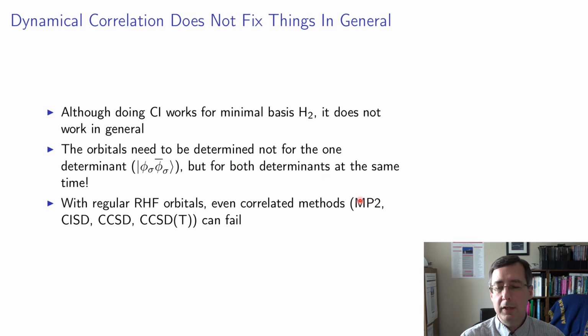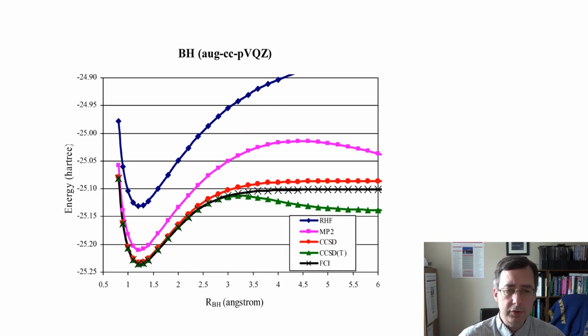Even if I do MP2 or CISD or CCSD or CCSD(T), and I use the regular RHF orbitals, or even if I try to use fancy orbitals, I can get methods that just fail for any kind of bond breaking, which is really disappointing. So let me show an example of the BH molecule. Here I've picked a large basis set just to show you that picking large basis sets doesn't solve anything.